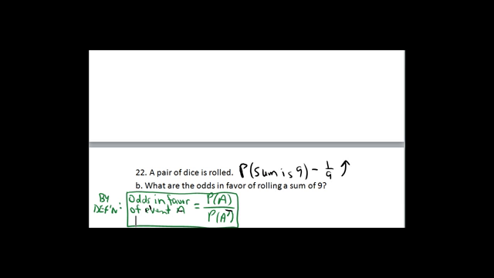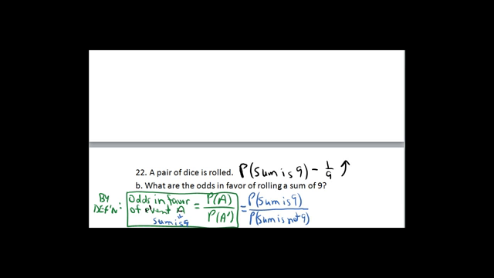You've seen the formal definition of odds in favor of an event. The odds in favor of an event A is simply defined to be the probability of A over the probability of A prime. The probability that A occurs over the probability that it doesn't occur. That's the definition of odds. If you use that definition, it's easy enough to get the solution. Remember, the event A here is that the sum is 9. So that'd be the probability that the sum is 9 over A prime, the probability that the sum is not 9.